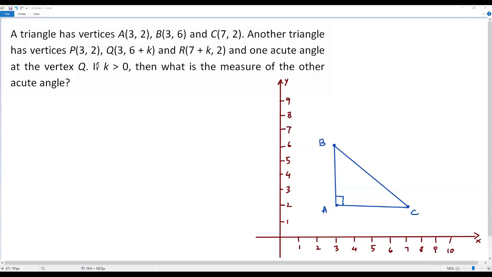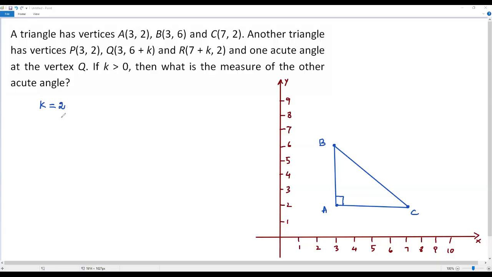Now let's consider the vertices of the other triangle, that is P, Q, and R. When you consider the two vertices Q and R, there is an unknown value, that is k. And also the question says k is greater than 0. But we don't have any other restriction for the value of k. The only thing is k has to be greater than 0. So we can guess any value for k. Now let me take k equal to 2.